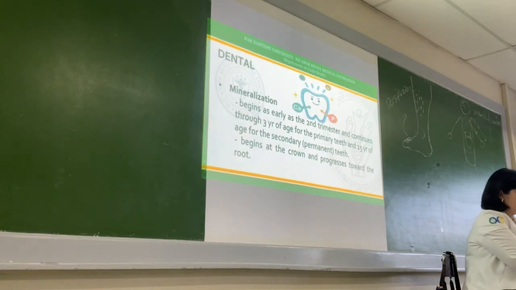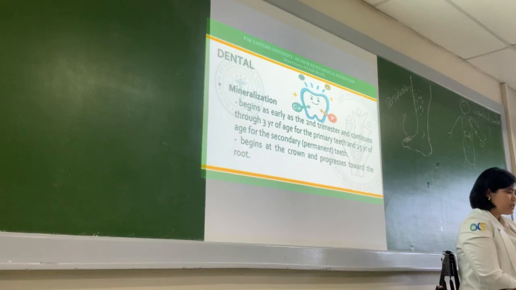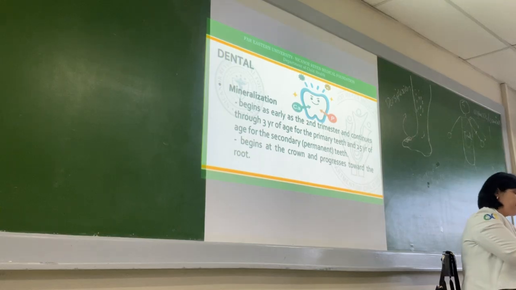How about your teeth? So dentition. It includes mineralization, eruption, and exfoliation. Mineralization begins as early as the second trimester. This is the mean age of your central incisors. It continues to 3 years of age for the primary teeth, 25 years of age for the secondary or your permanent. Mineralization begins at the crown and progresses towards the teeth.